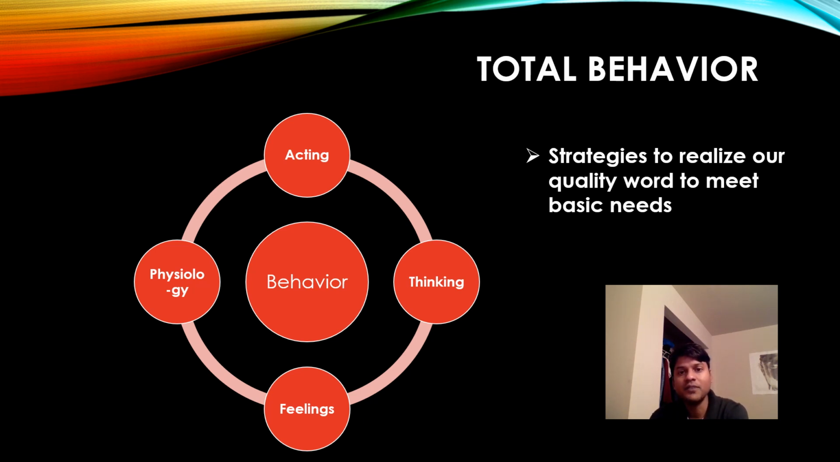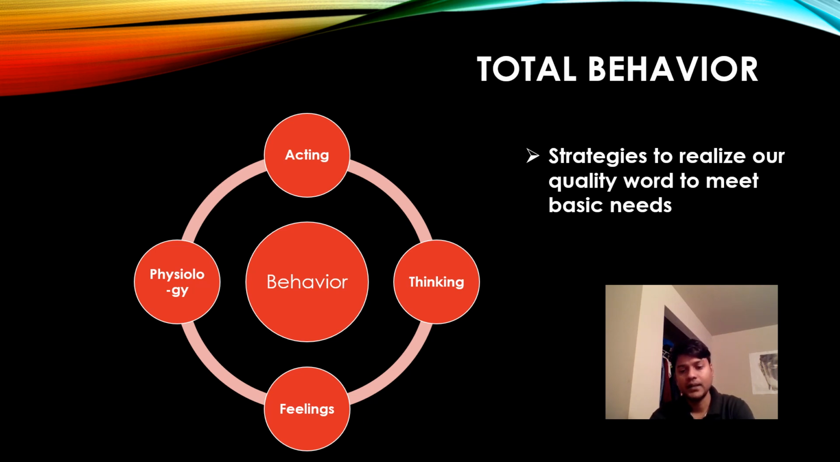In contrast, a behavior named after the feeling component might be being angry. But while I'm angry, I may be thinking, how dare this person treat me this way? I may be doing something like yelling or pacing, and my physiology would most likely include muscle tension and shallow breathing. So all these four components make a total behavior.